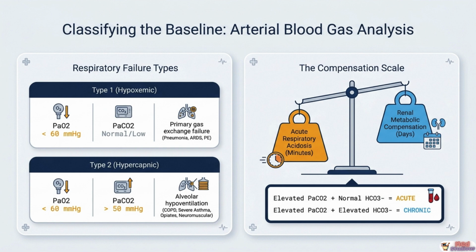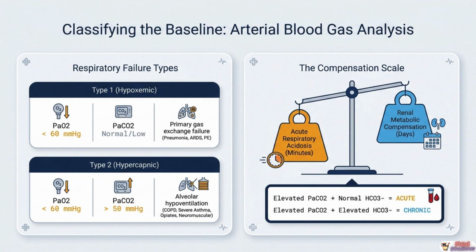Arterial blood gas analysis begins with classifying respiratory failure into 2 fundamentally different types. Type 1, or hypoxemic respiratory failure, shows a PaO2 below 60 millimeters of mercury with a normal or low PaCO2, reflecting primary gas exchange failure. Classic causes include pneumonia, ARDS, and pulmonary embolism, where the problem lies specifically in oxygen transfer rather than ventilation.